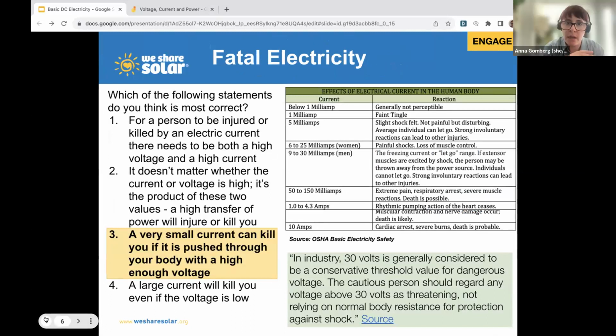I don't think so, if the current is that low. So you still have to have a decent current to make it. It's not just the voltage. A small current, provided you have a big enough voltage to push it through. So like a small current, you're saying like 50 to 150 milliamps is what can kill you.